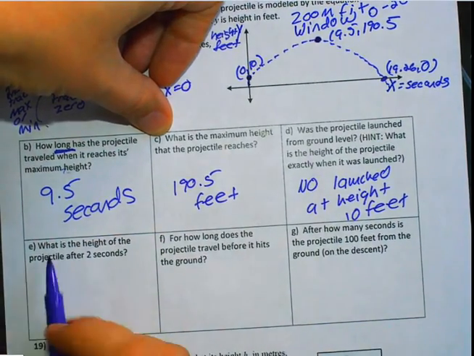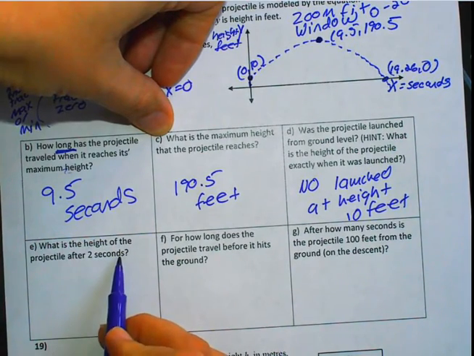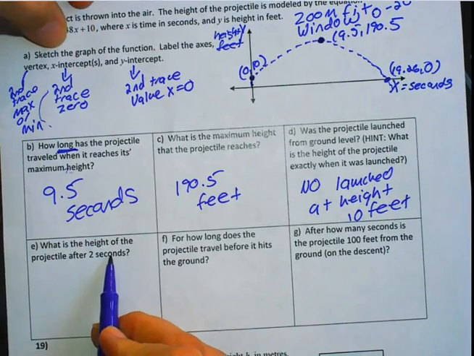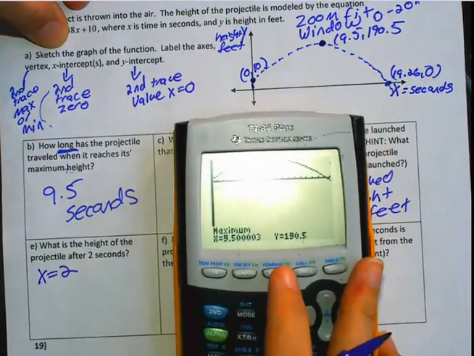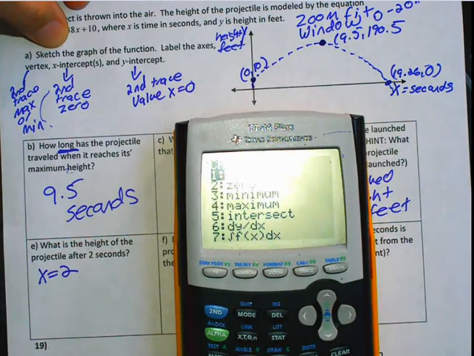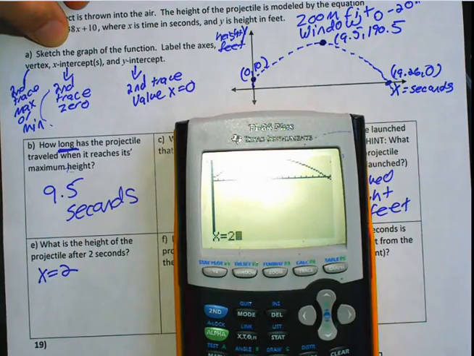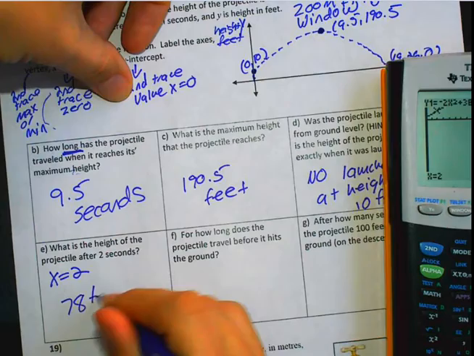Okay, what is the height of the projectile after 2 seconds? So they're telling me x equals 2. So I can go back to my calculator. Second trace value, because that's where my x equals 2, enter. So it was at 78 feet.